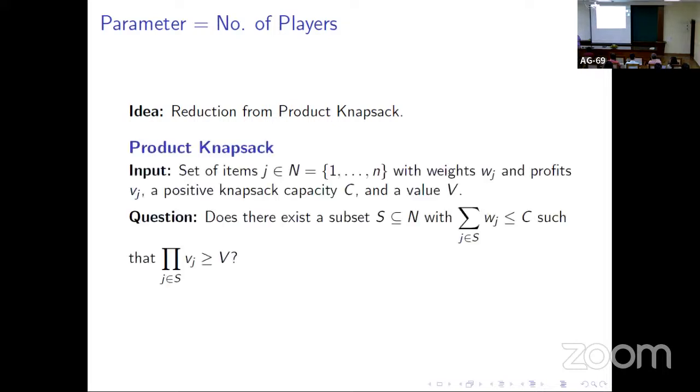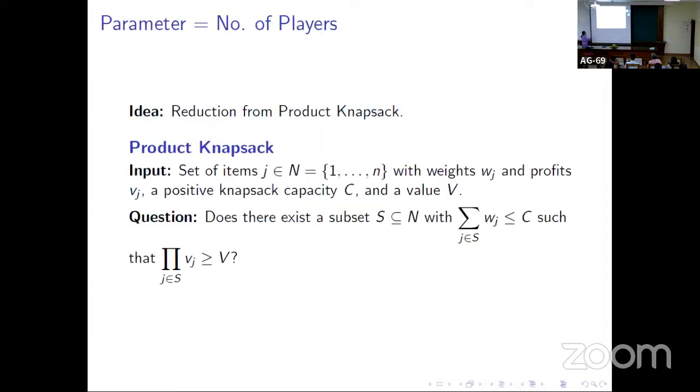And what is that? It is just like the usual knapsack problem that you have seen, that there is a set of items with weights and profits. And here we want to fill a knapsack such that its capacity is C and value is V. The only difference is that here we want the product of the values of these items to be at least V, such that the summation of their weights is bounded by the capacity. The only difference with the usual knapsack is that here we are taking the product. This is the product knapsack problem.